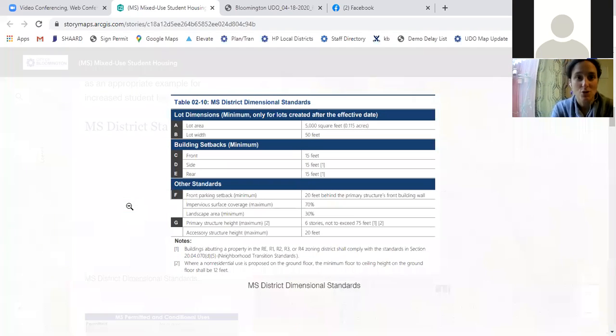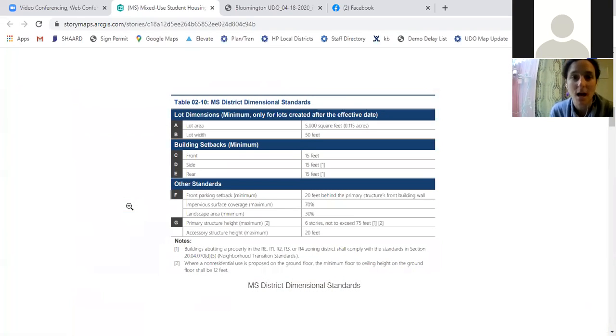I'm going to briefly show you here the dimensional standards. So buildings in these areas can be larger than in some of the other areas in town. A primary structure in this area can be up to 6 stories, not to exceed 75 feet in height. And so obviously that's a little bit bigger than in some other areas of town.